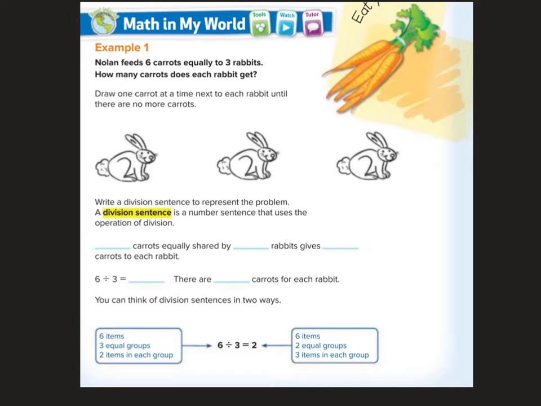Example 1. Nolan feeds 6 carrots equally to 3 rabbits. How many carrots does each rabbit get? Draw 1 carrot at a time to each rabbit until there are no more rabbits. So I have 6 carrots, so I'm going to start.